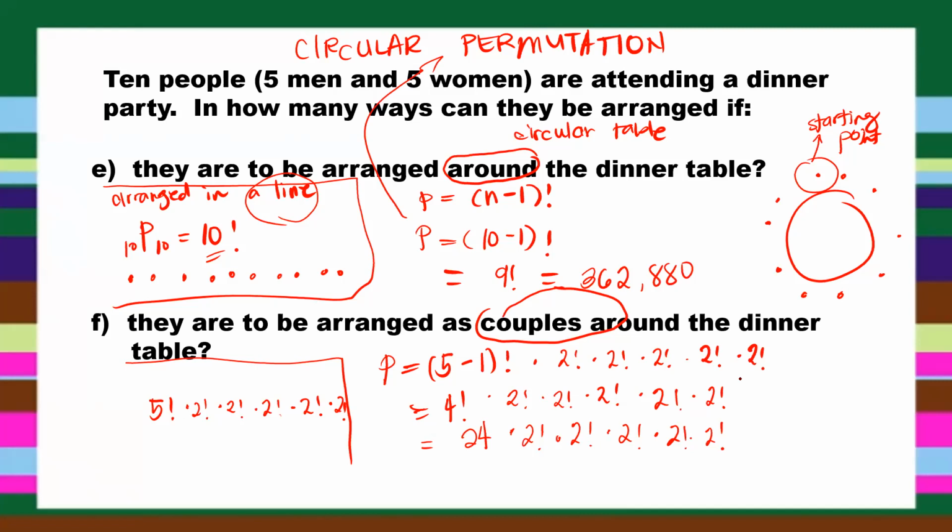Ano na pong sagot natin dito? 768. 768 plus 24 times 2 times 2 times 2 times 2 times 2. Tanggalin na natin to, factorial kasi ito din naman yan. Naintindihan to? Yes po.